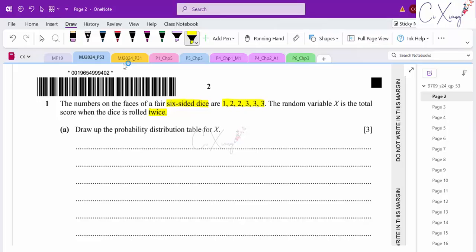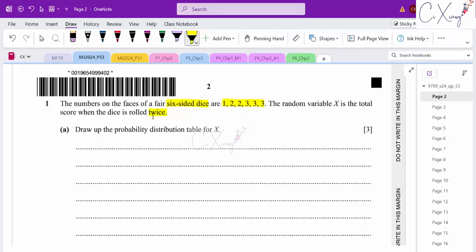Okay, so to draw the probability distribution table for X, there are a few different methods that you can use here. The first one, you can consider a possibility space diagram, because you throw the dice two times, right? So it is still possible for you to draw out the possibility space diagram in 2D. Okay, it's a table. Then it can show you all the outcomes. So that's the first thing.